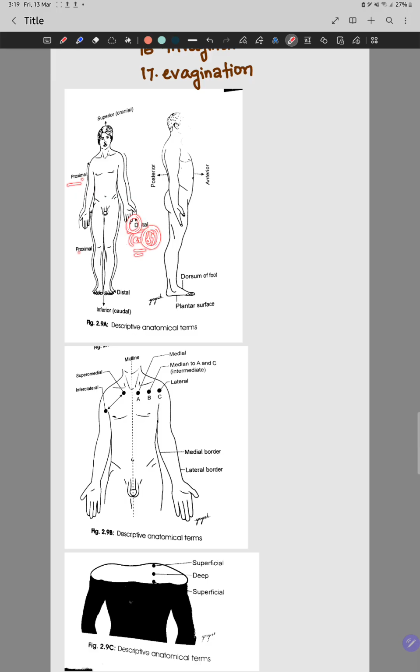D for distal, D for end. The end one is the distal. Okay. When coming to proximal, it means near. The near one is the proximal. This is the end one, so this is the distal.